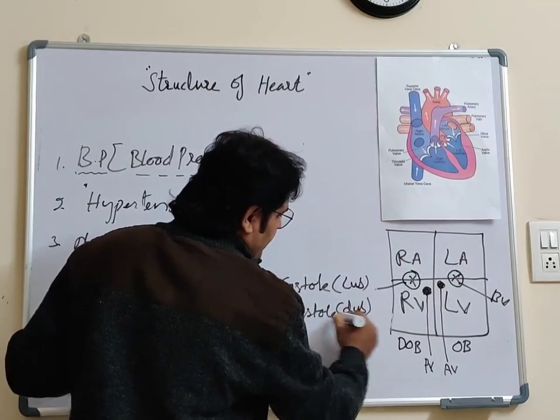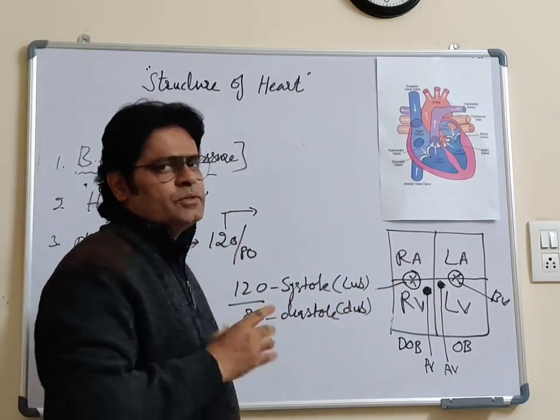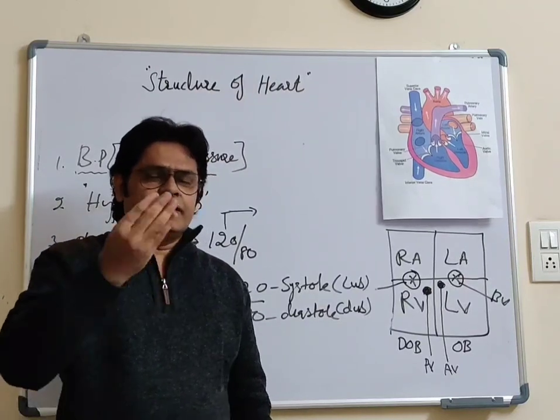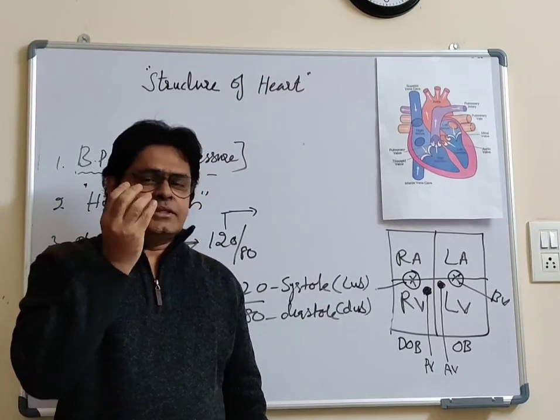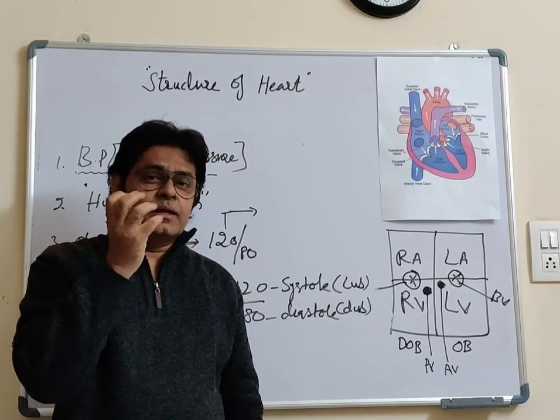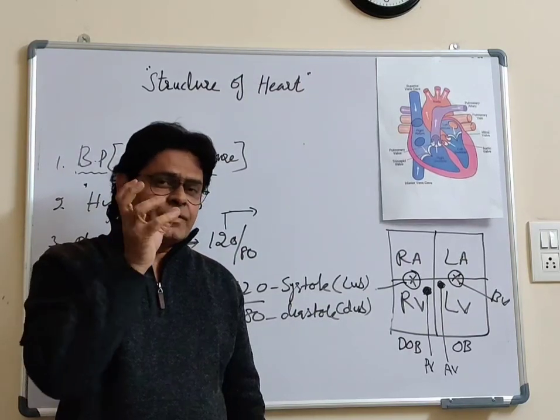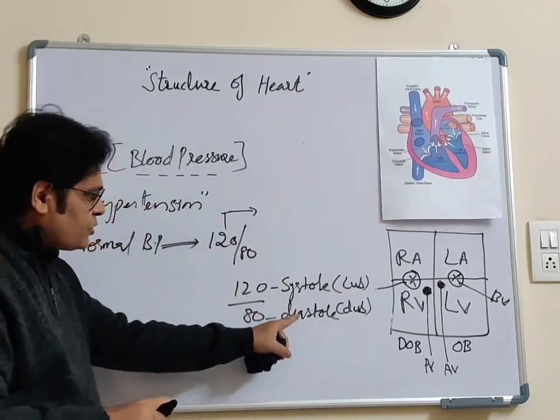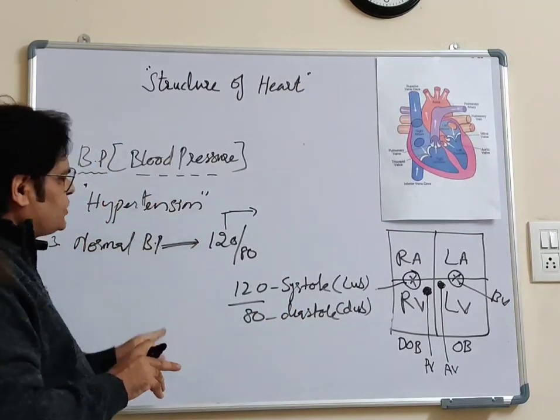Otherwise called lub-dub. With what instrument do you check the heartbeat? Stethoscope. If you keep it here and listen, the sound will be like that only: dhak dhak, lub-dub, lub-dub. So scientists have given it a scientific name, systole and diastole. Clear? These are the short terms.